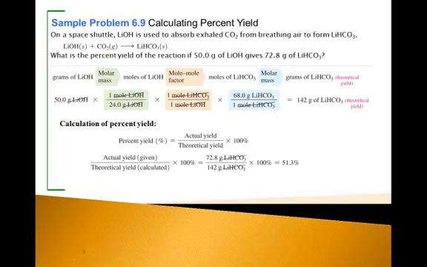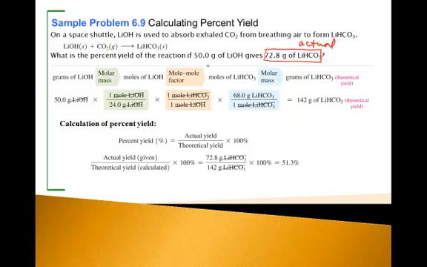Okay, the next one is calculating percent yields. So it's going to take what I've done, but we're going to go one more step. And here's my chemical equation, and I've started with 50 grams of LiOH. So that's what I'm going to start with. And eventually I'm going to try to get to the LiHCO3. And this right here is telling me what my actual yield was. So this is if somebody actually did the experiment, what they got in the lab.